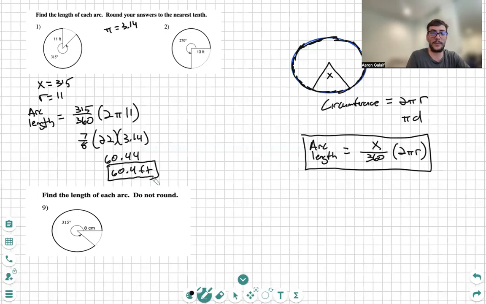Now, it's not feet squared because it's not an area. It is a perimeter that is happening. We are finding a piece of that perimeter. All right, easy stuff. Let's do number 2.